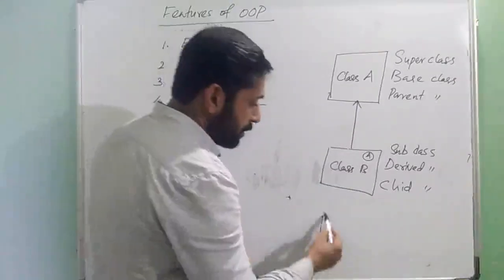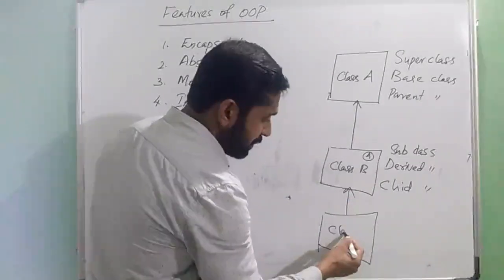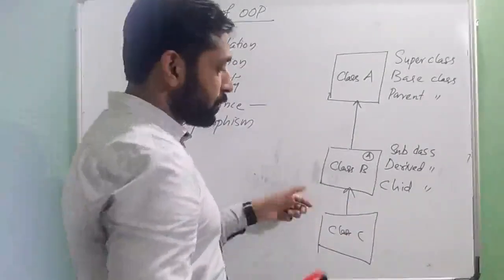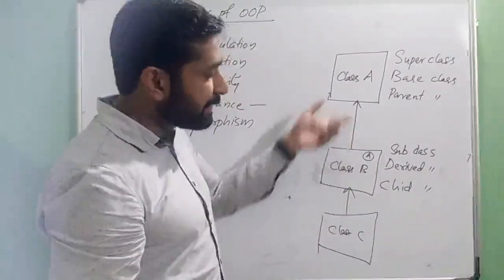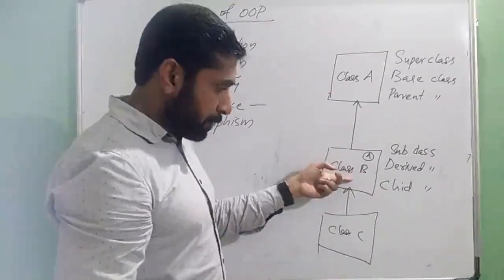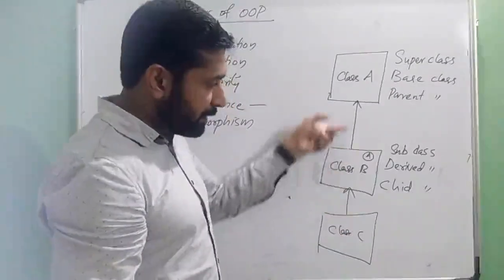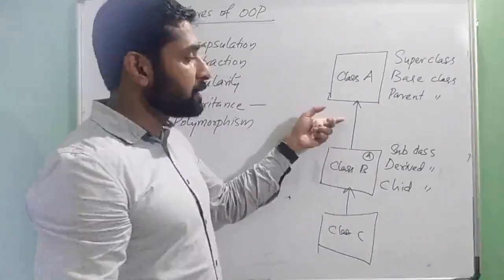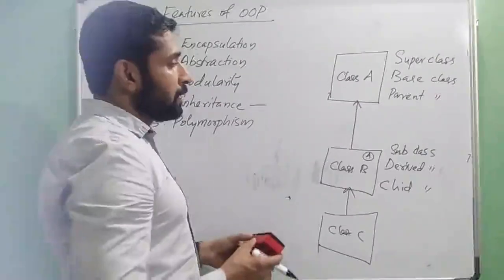Now suppose we are inheriting the properties of B to some class C. Here this is done in different levels, so this is called multi-level inheritance. The properties of A are inherited to B, and the properties of B are further inherited to C. This is done in more than one level, so we call this multi-level inheritance.